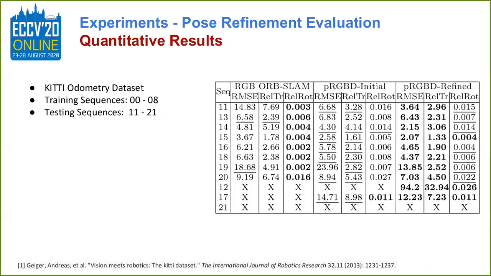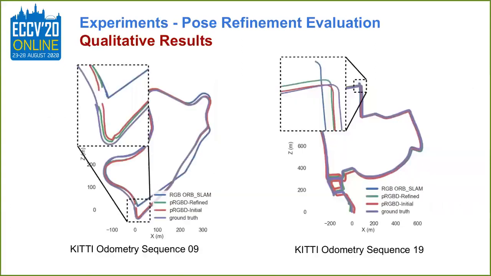We also evaluated on the full KITTI odometry test set, sequences 11 to 21. We can see RGB ORB-SLAM failed in 3 sequences while pseudo RGB-D's initial failed in 2 sequences. And after using refined pseudo RGB-D data, it has failed only in 1 sequence.